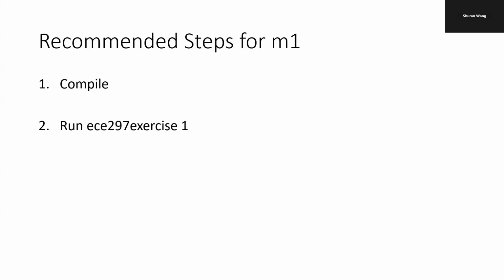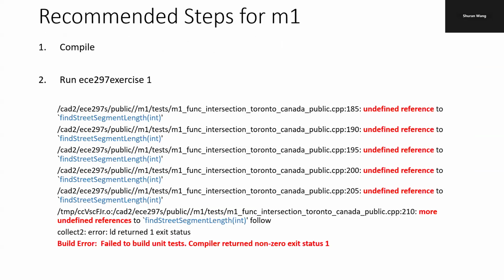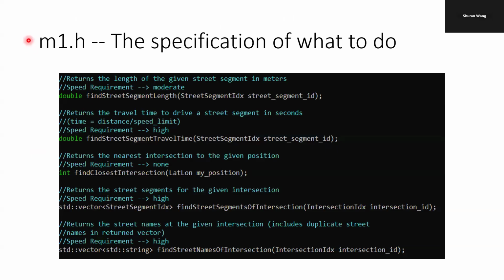For M1, the first step, without modifying any of the functions, is to compile and run ECE297 exercise 1. And you'll see something like this. It says there's a build error of the unit tests saying there are undefined references to a lot of the functions. These functions are defined in m1.h. For each of the functions, you should see a line saying the specification of the function and a line with the speed requirement.